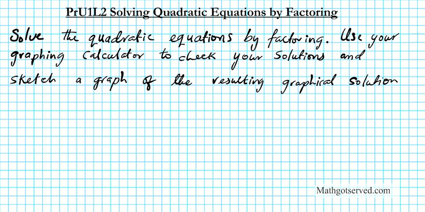Alright, let's take a look at the first example. Number 1, we're going to be solving the quadratic equation 2x squared plus 3x minus 14 equals 0. Now this quadratic equation is already in standard form. Basically, that means that it's already set equal to 0, so we can just go ahead and solve by factoring.